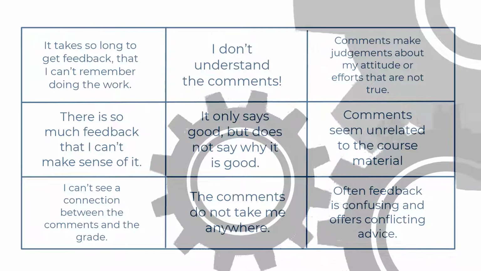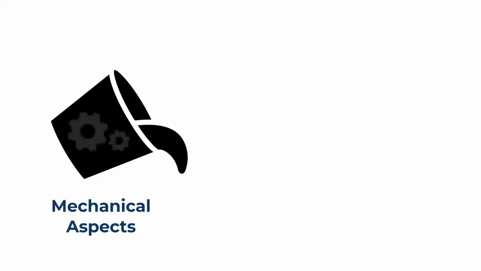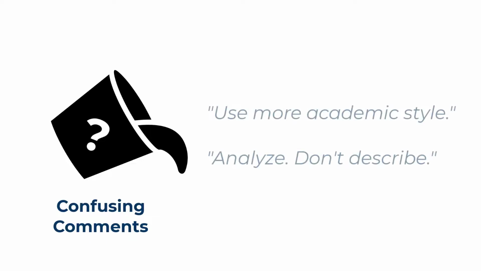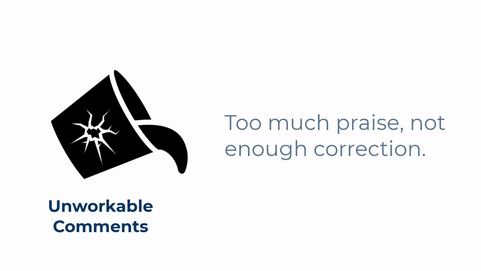When it comes to trends across poor, unhelpful feedback, they usually fall into three buckets. The first is feedback that generally focuses on mechanical aspects of the task, for example, spelling and grammar. The second is confusing or difficult to understand comments, for example, "use more academic style," "analyze, don't describe." And the last is unworkable comments, for example, overly positive and encouraging comments at the expense of clear advice on how to improve subsequent work.